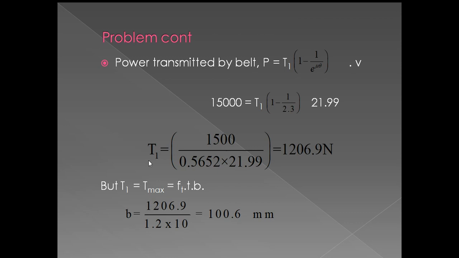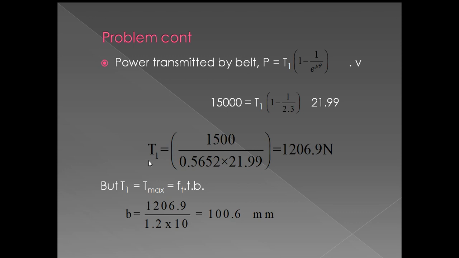In this way we'll find the width of the belt. So first we need to find the maximum tension, Tmax. To find the Tmax, we use the formula P equal to T1 into 1 minus 1 by e power mu theta into V. From this we can find the T1.